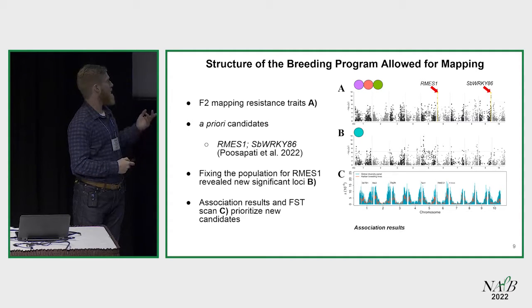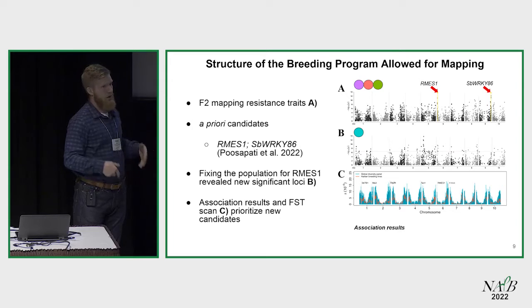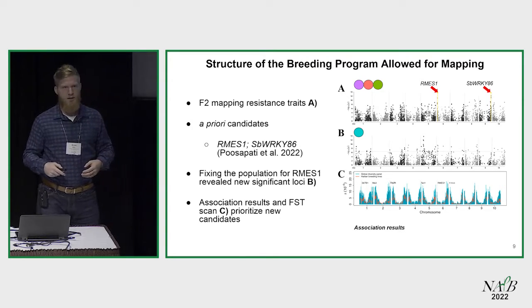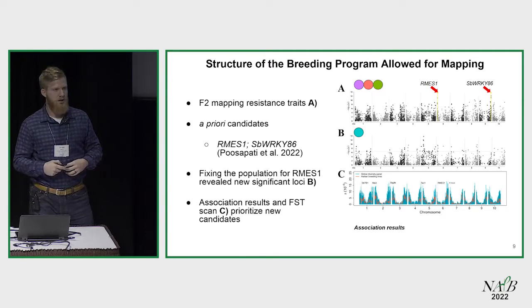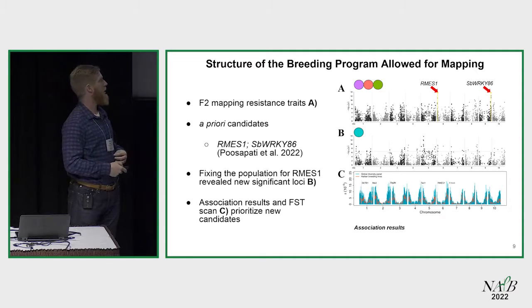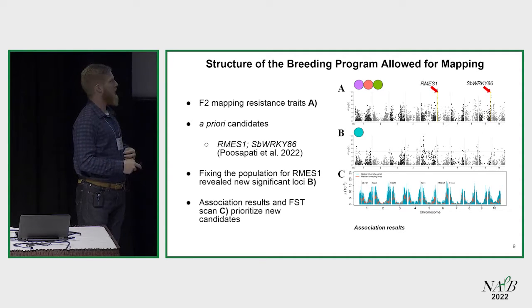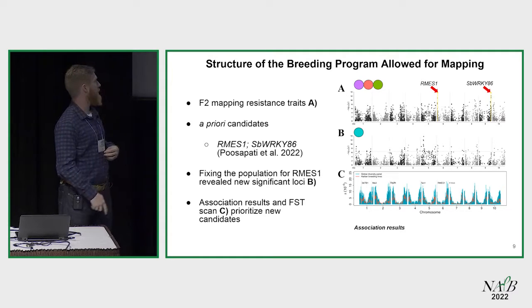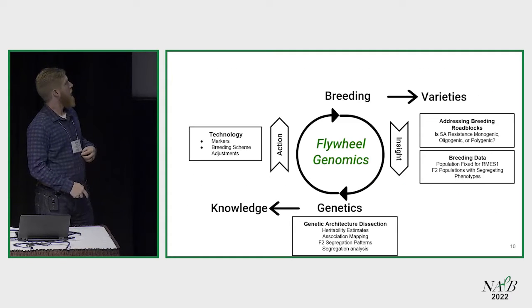And then like I said, the main population's fixed, so now we have variation that's now significant, that wouldn't have been significant when RMES1 was segregating. And we can compare regions under selection with our association studies to prioritize new candidates. So the cycle continues.